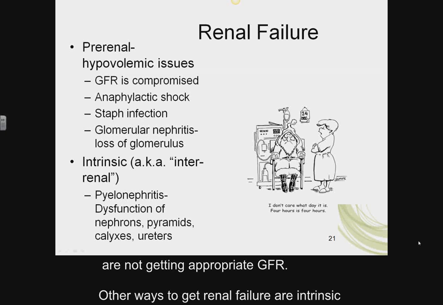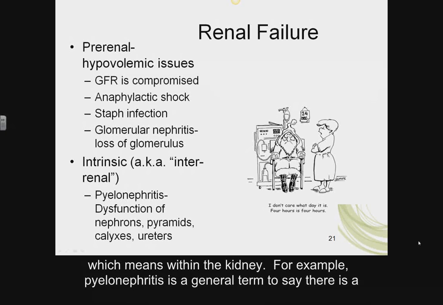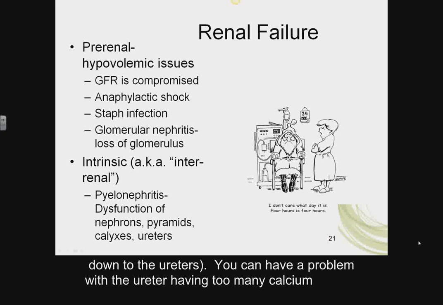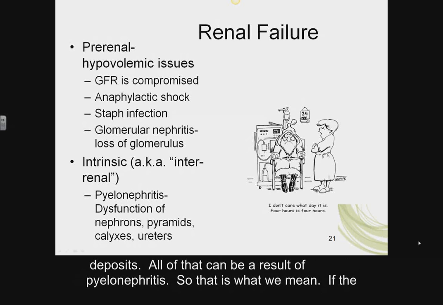Other ways to get renal failure are intrinsic ways, which means they happen within the kidney, the nephron. For example, pyelonephritis is a general term to say there is a dysfunction anywhere in the kidney, specifically the nephron, the pyramids, the calyces, even down to the ureters. You can have a problem with the ureter having too many calcium deposits. All of that can be a result of pyelonephritis.